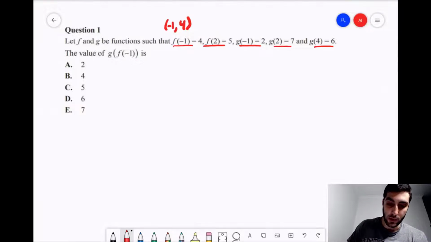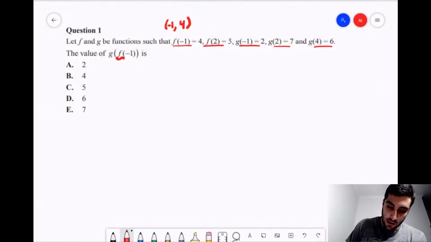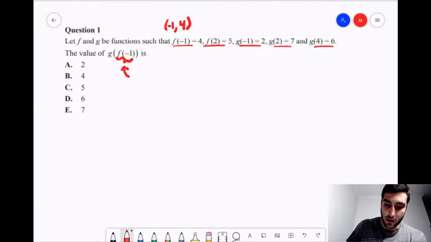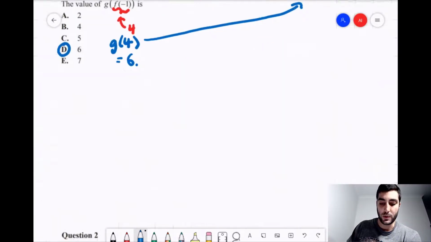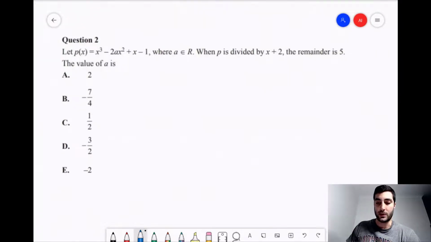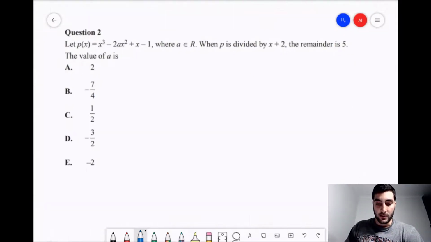Relatively straightforward. So to evaluate g of f of minus 1, well, first we would just evaluate what is f of minus 1. It's telling us f of minus 1 is 4. So we can replace f of minus 1 with 4. So essentially what we would have now is g of 4. And g of 4, well, that's what this point is over here. And we know that's going to be equal to 6. So the answer to this is 6, so therefore the answer is D. Great, pretty straightforward. Nice question to start an exam with. Moving on to question 2.